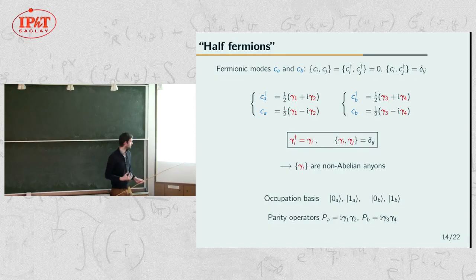And actually, instead of looking at the states, what will be more convenient is to look at the parity operator. So these states are eigenstates of this parity operator, which is simply expressed in terms of these gamma i's. And so this state has parity 1, and this state has parity -1. So this operator just gives you the parity of this number here. And using this, I will show you now that these objects are indeed non-Abelian anyons.